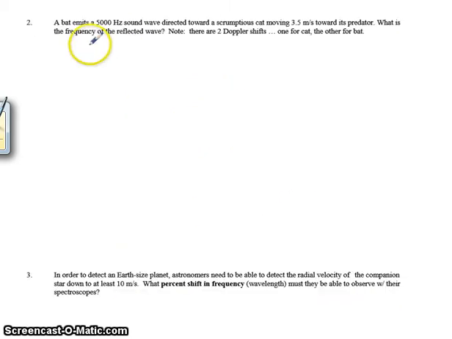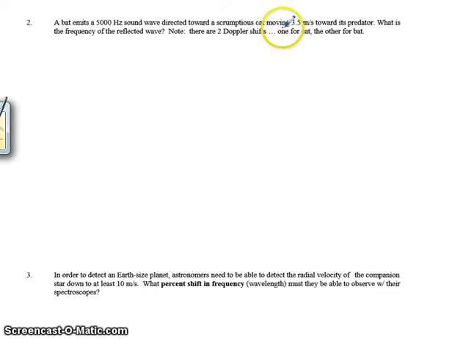We have a bat that emits a high frequency sound directed towards a cat, in this case, that is running toward the predator, unbeknownst that it's being monitored. We want to know what is the frequency of the reflected wave. So this 5 kilohertz wave hits a cat, bounces off the cat, comes back to the bat's ears. Now what makes this a more difficult problem is there's going to be two Doppler shifts.